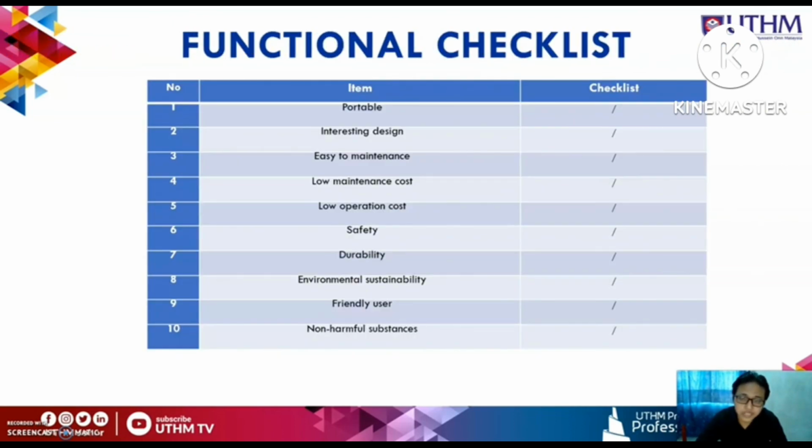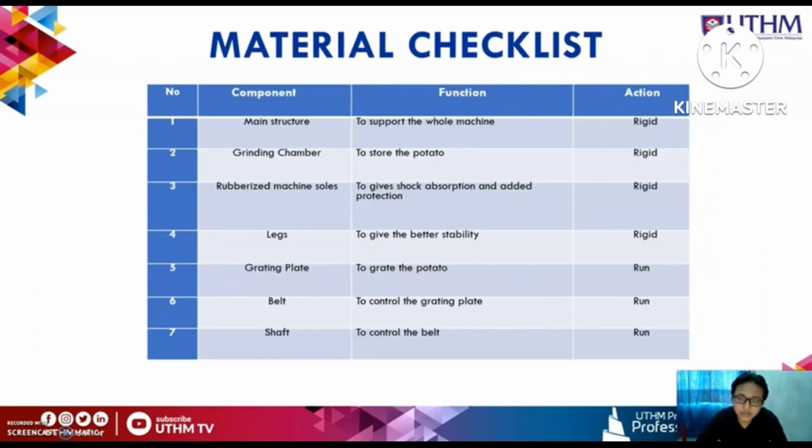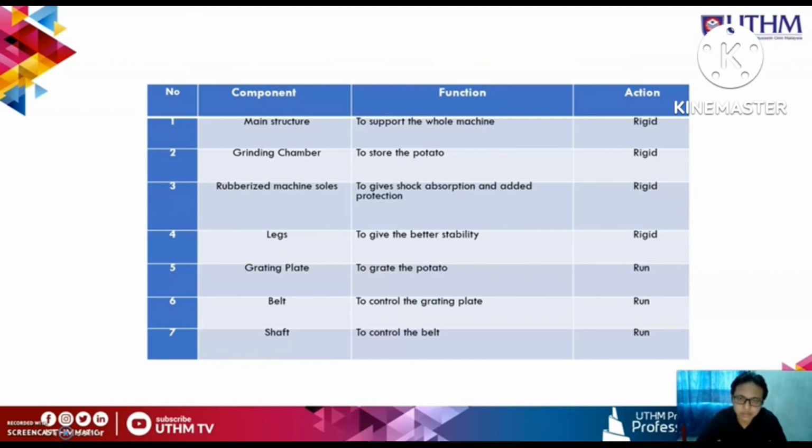And we go for the functional checklist. Portable, interesting design, easy maintenance, low maintenance cost, low operation cost, safety, durability, environmental sustainability, user friendly, and non-harmful substances are all checked. Next, the material checklist: main structure to support the whole machine, welding chamber to store the potato, rubberized machine sole to give shock absorption, legs to give stability, grating plate to grate the potato, belt to control the grating plate, and shaft to control the belt.